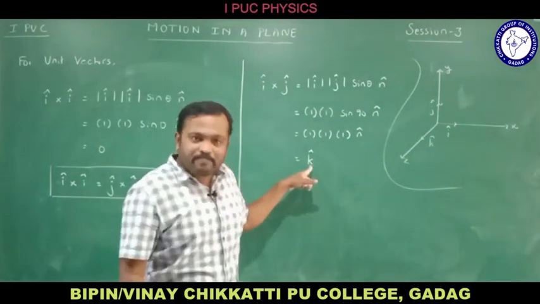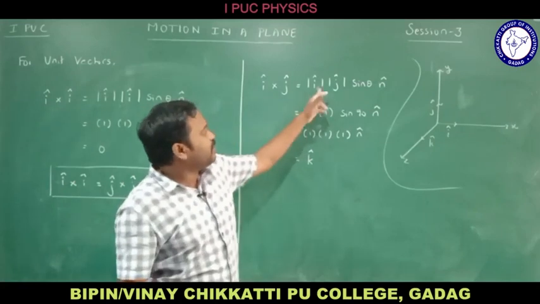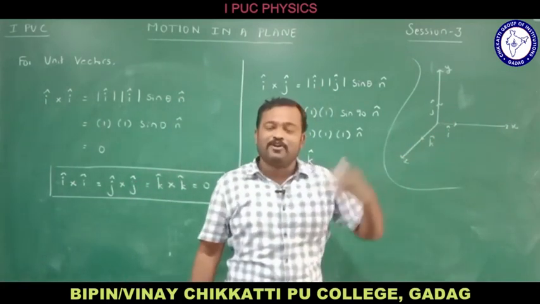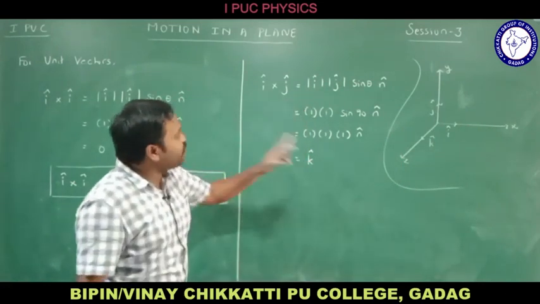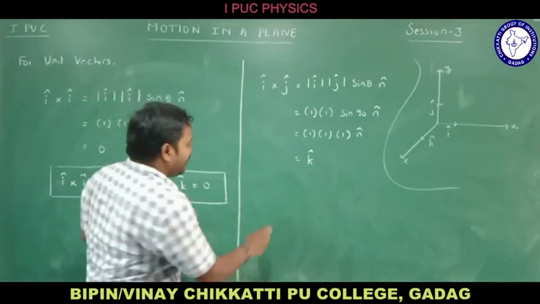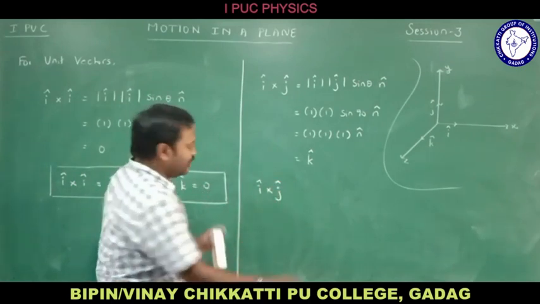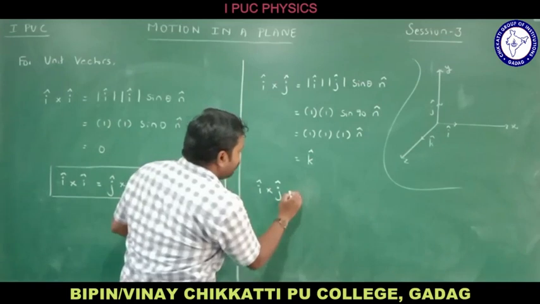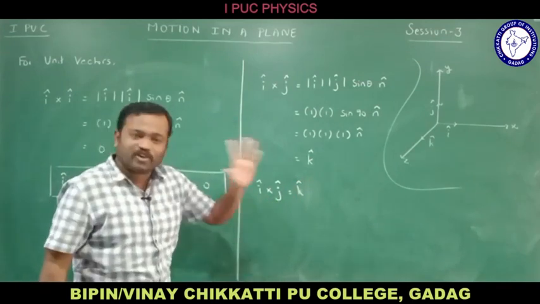K cap is a vector perpendicular to the plane containing I and J. Of course it is, right? The z axis is perpendicular to the plane containing the x and y axes. So what is the value of I cross J? The value is K cap. Shall I write it like this? I cross J is equal to K cap.